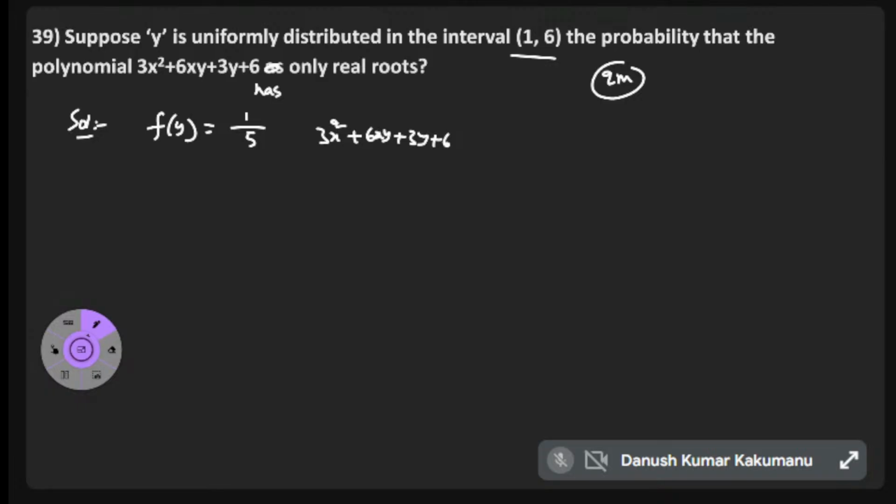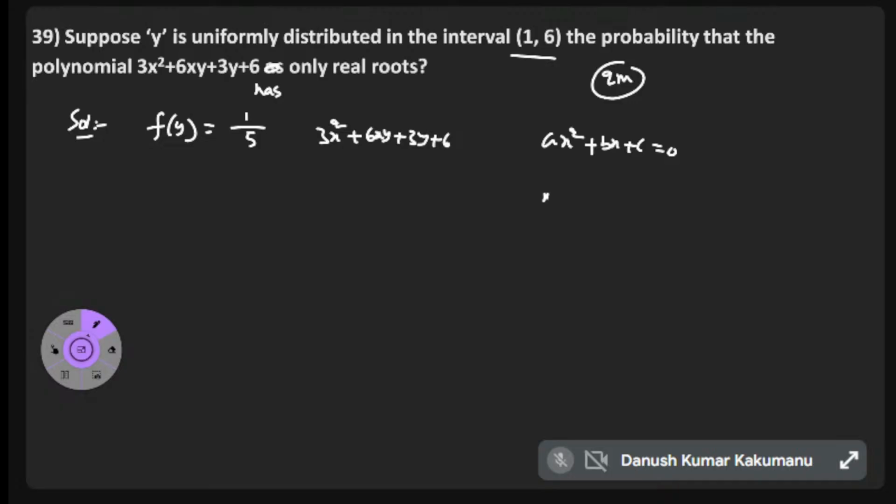This is a polynomial in terms of which variable? It's a quadratic. Is it quadratic in terms of the x variable or the y variable? The x variable. Okay. All of you know the roots of ax square plus bx plus c equal to 0.